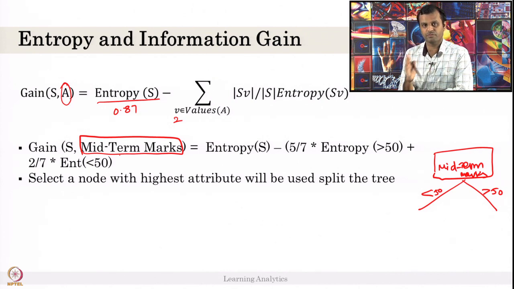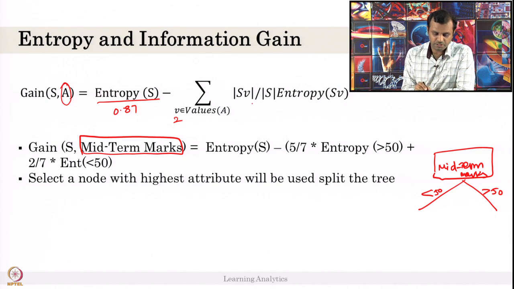I want to make two decisions, less than 50, more than 50, only two values. So, that is exactly two values, which means what happens here is entropy of S. This is basically less than 50 marks, there are students who got less than 50 marks, and more than 50 marks, 5 students. The 2 students out of 7 got less than 50 marks.